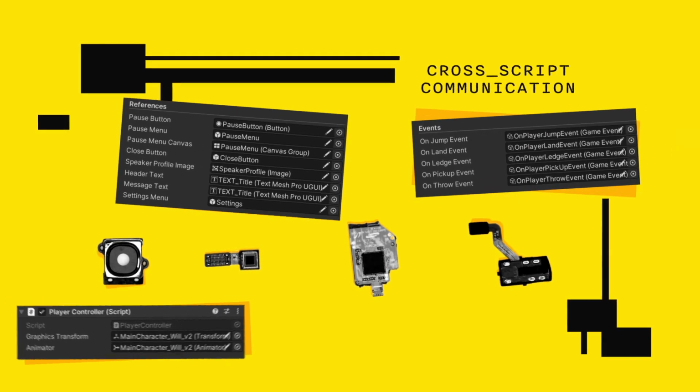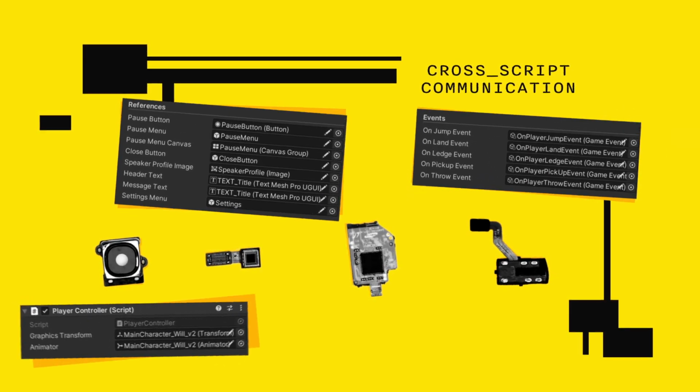That way, certain components talk to each other without even knowing who they talk to. All this cross-script communication will be for another video. If there is one thing that you should remember, it's to make small classes.